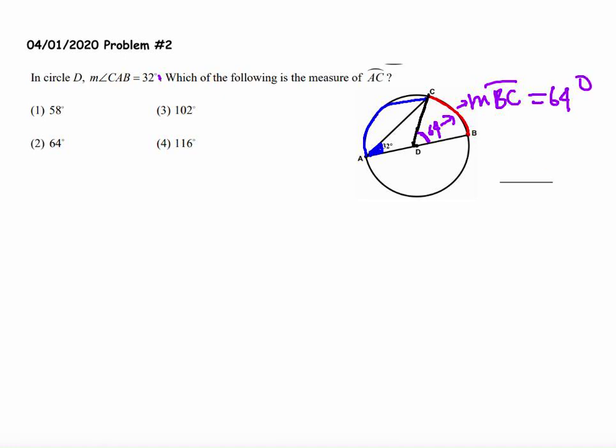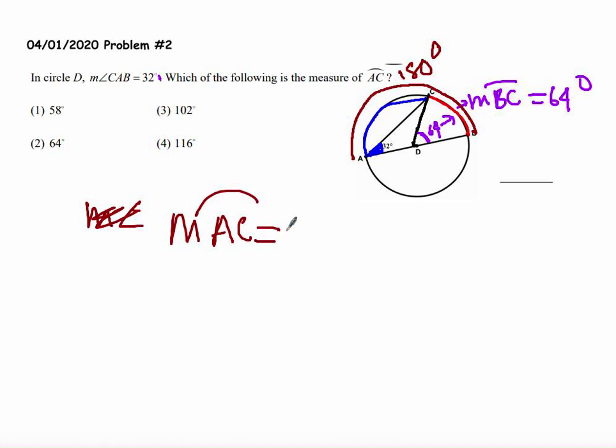Now we know that from point A to point B, if we have the arc, the measure of this arc is half a circle, so that's 180. So from A to B, that's 180. This is 64. Then the blue arc, A to C, will then be, the measure of the arc AC would then be 180 minus 64, which will be 116.